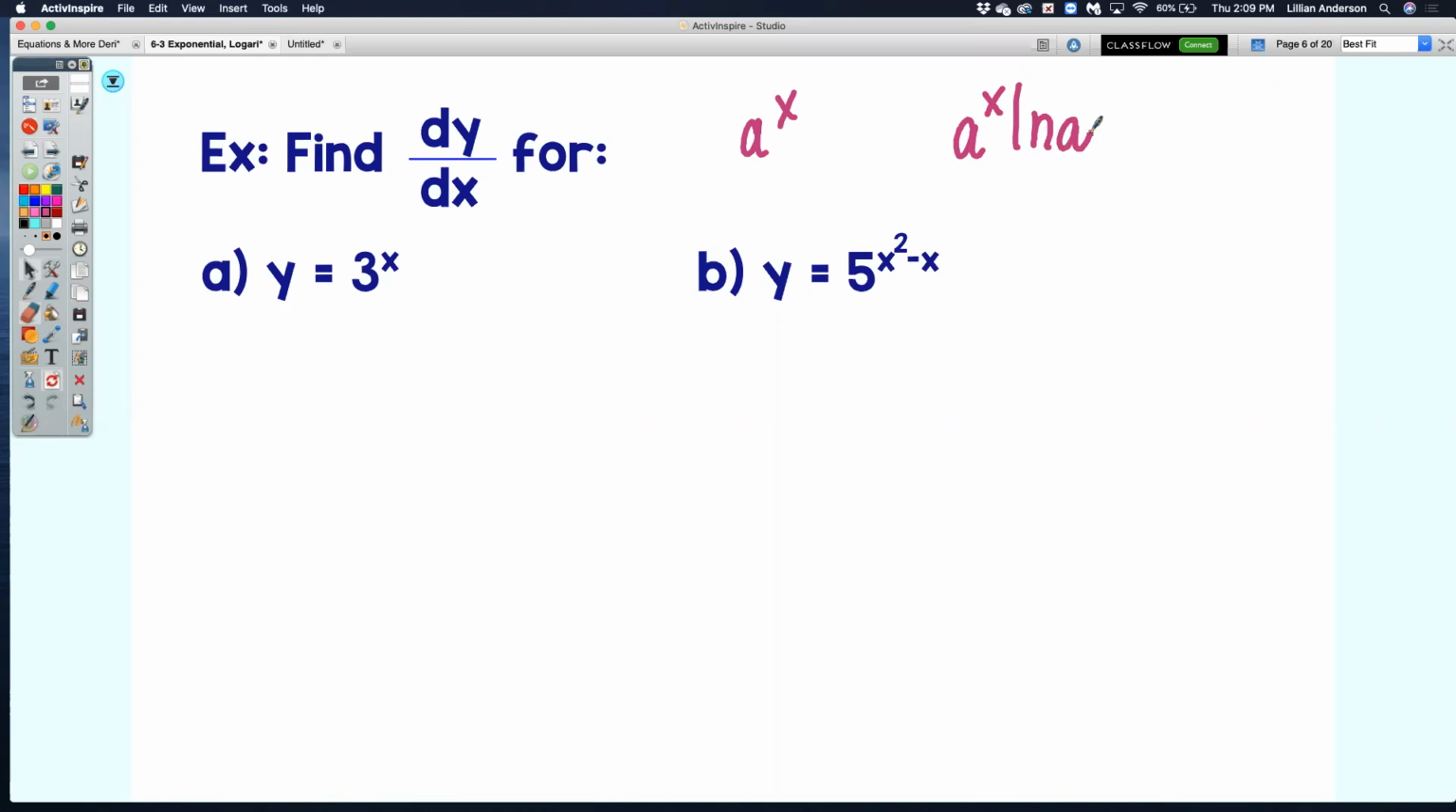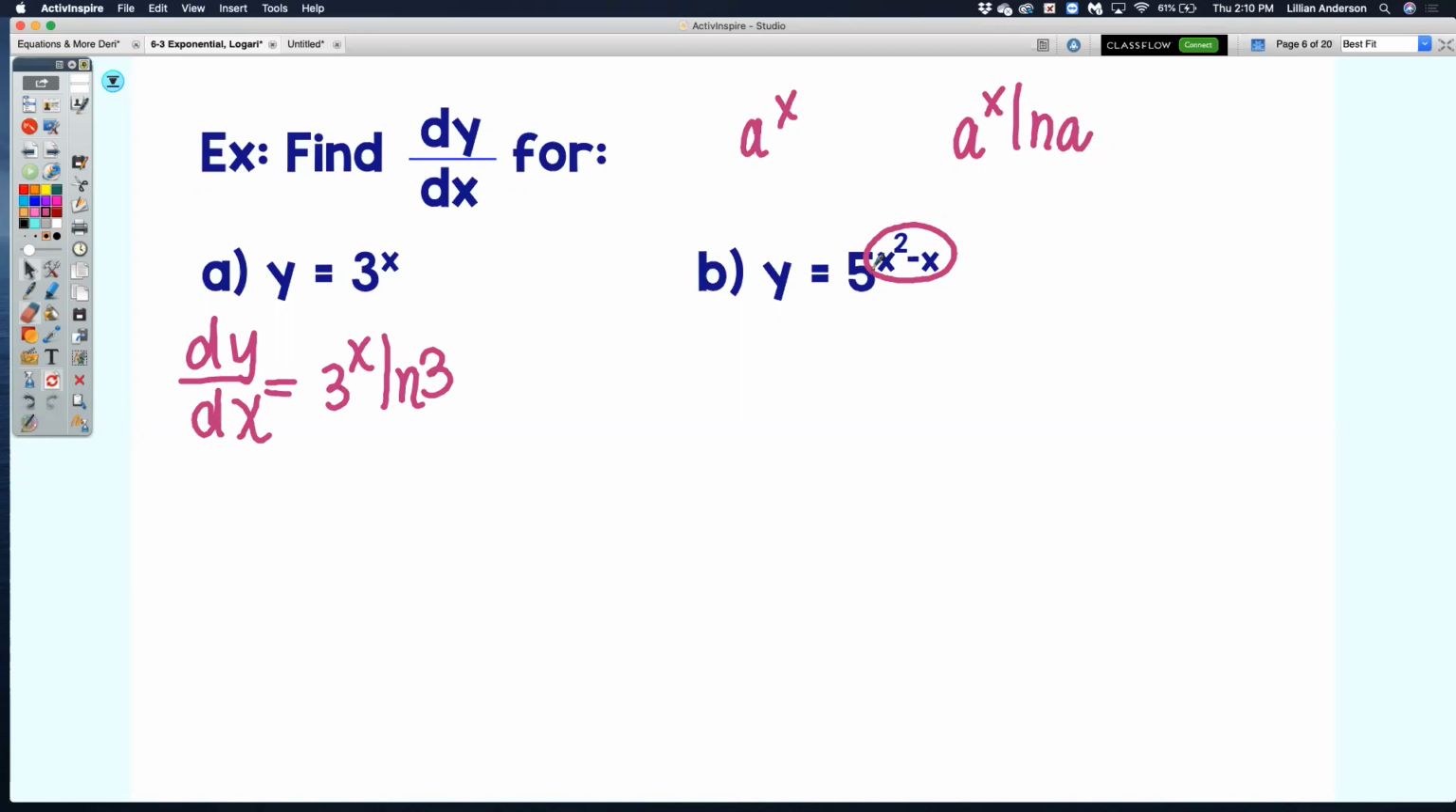Okay? Again, that's in your reference booklet. What would be the derivative of 3 to the x using this formula? And that's it. Can't do anything else beyond that. But for b, my exponent is an actual function, x squared minus x.